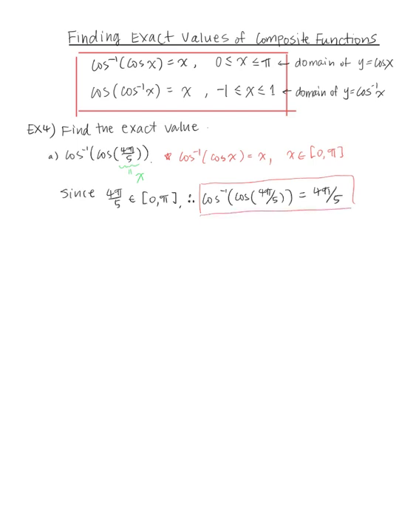Just as a side note, a lot of students ask me, how do you know 4 pi over 5 is between 0 and pi? So one way to think of it is this. Think of 4 pi over 5 as 4/5 times the pi. So basically what you're doing is take 0 to pi, and then you want to chop this up into 5 equal pieces, and you're going to take 4 of them.